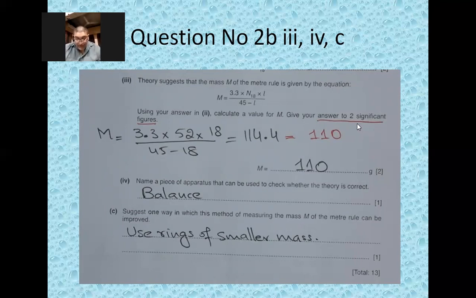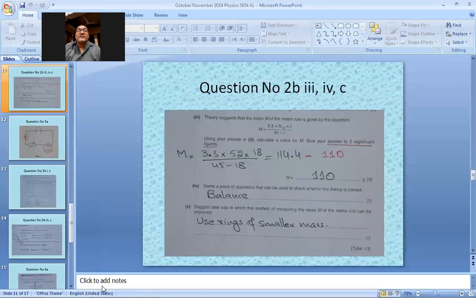Then, state one way in which this method of measuring the mass m of the meter rule can be improved. So using rings of smaller mass. Instead of using larger rings, use smaller rings. That will make your measurements more accurate. So use rings of smaller mass. So we are done with question number 2. Let's have a look at the marking scheme.